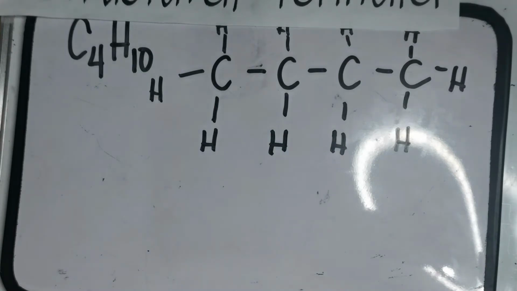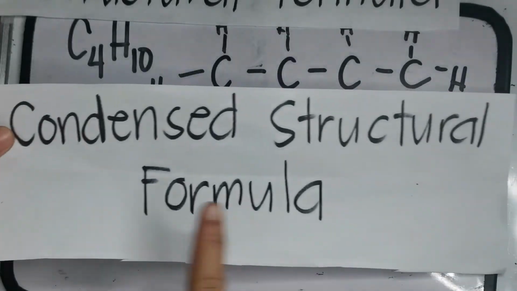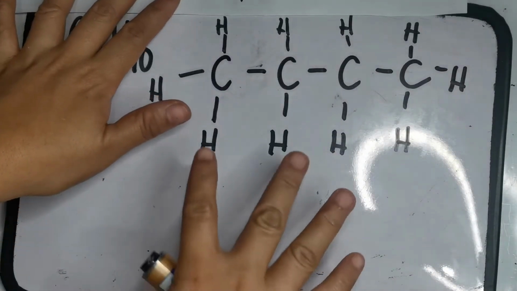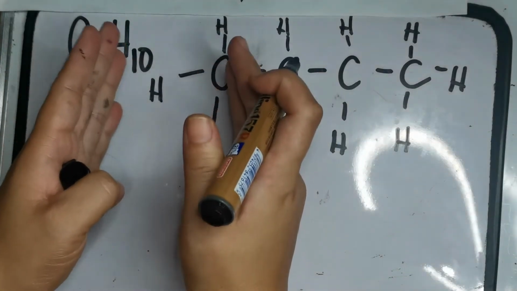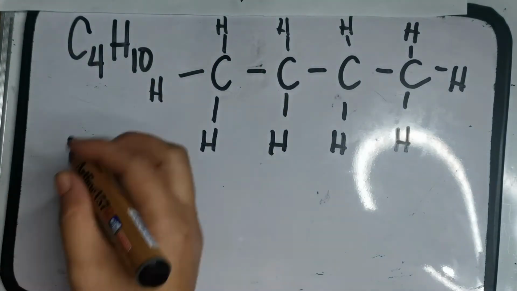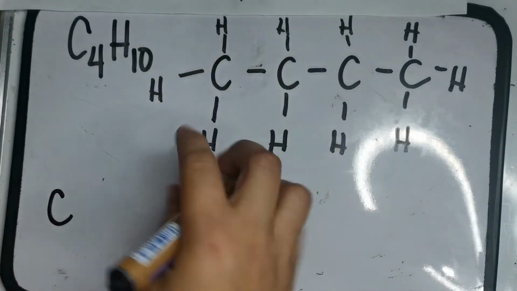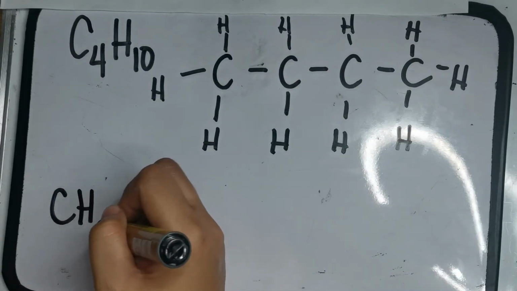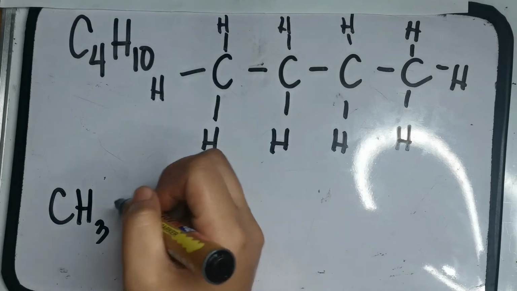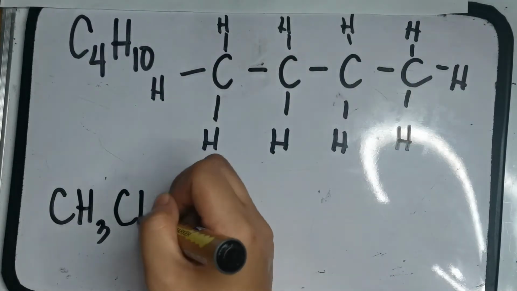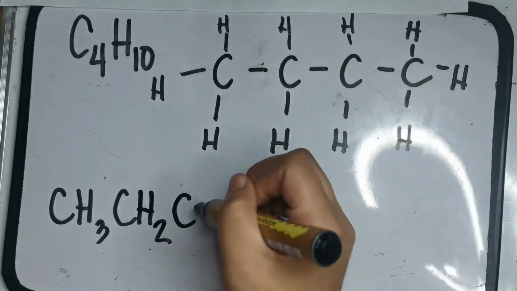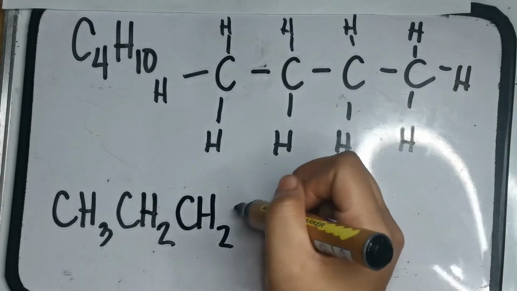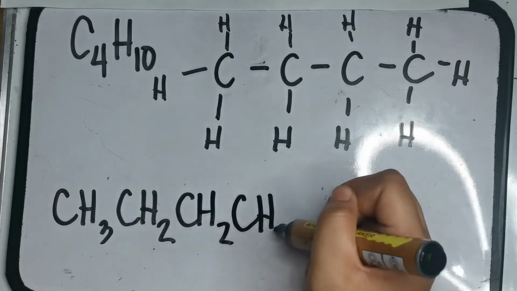Now, next. How about, ma'am, the condensed structural formula? Okay, in a condensed structural formula, let us try to base it from our structural formula. So, first, write the first part na makikita natin sa structure. So, we have C, the carbon, and 3 hydrogen. We have here CH3. Then the second one, we have another C, then 2 hydrogen. Then the third is C again with 2 hydrogen. And last is C with 3 hydrogen.